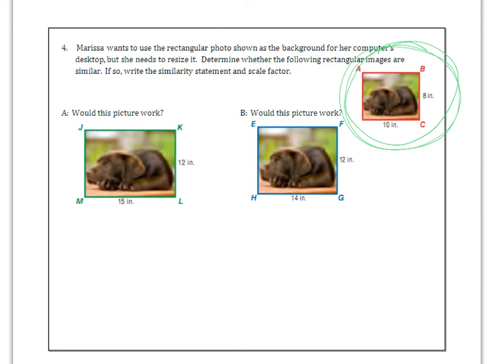Well, what I would do is take the matching sides, like for instance, this 15 and this 10. Okay, so do 15 divided by 10, you get 1.5, and then do the 12 and the 8. 12 divided by 8, yeah, you also get 1.5. So those would be similar. So would this picture work? This would be a yes, and the scale factor would be 1.5.